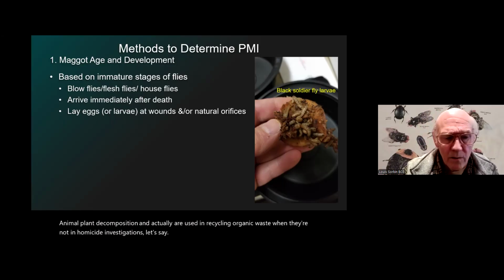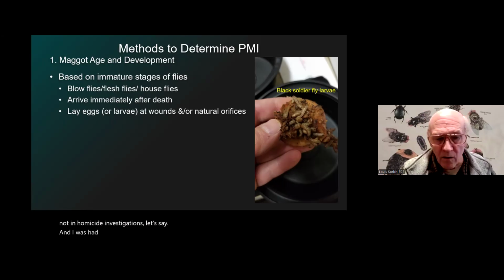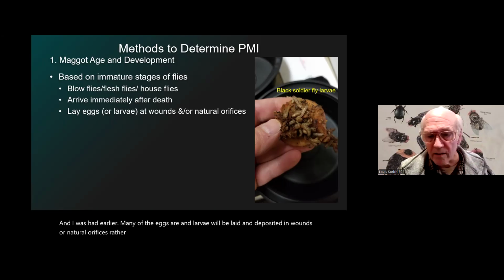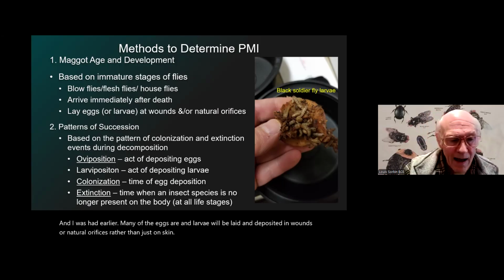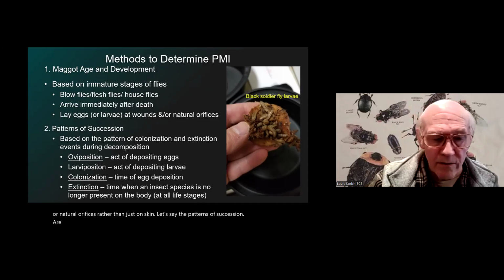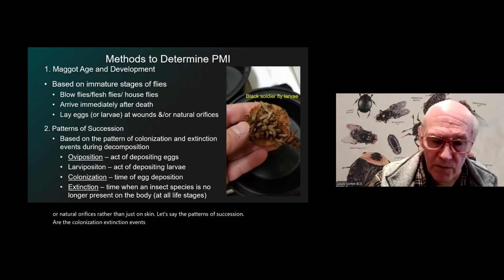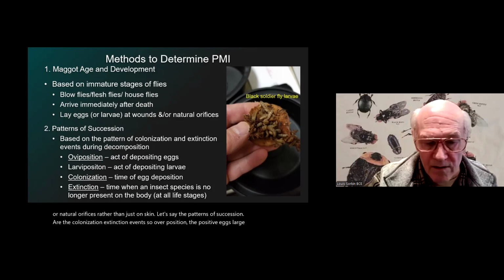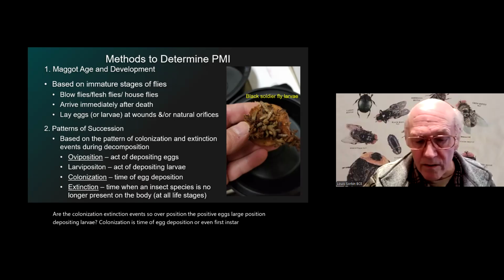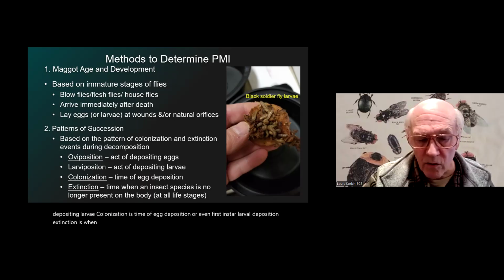And as I said earlier, many of the eggs and larvae will be laid and deposited in wounds or natural orifices rather than just on the skin, let's say. The patterns of succession are the colonization and extinction events. So oviposition is deposit of eggs, larviposition is depositing larvae. Colonization is the time of egg deposition or even first instar larval deposition. Extinction is when that insect species is no longer present on the body in its life stages.